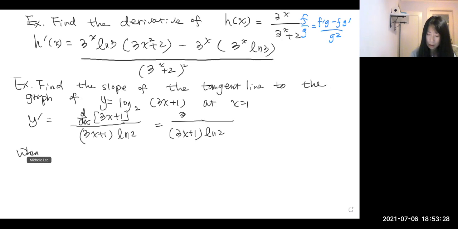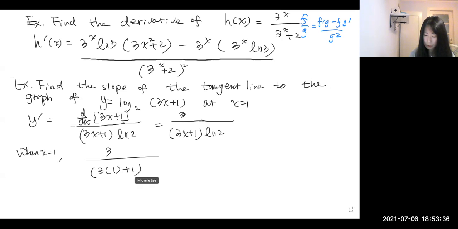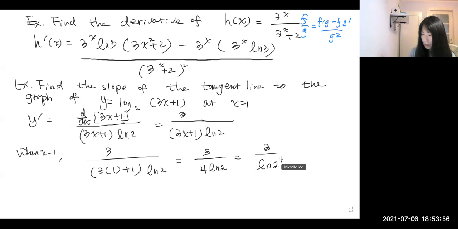Now, when x equal to 1, we plug in. So 3 over (3 times 1 plus 1), ln 2. So what do you get for this one? 4 ln 2. Okay, so this is the same as ln 2 to the 4th power, which is ln 16. This is the final answer. If you're using the calculator, this will be 1.08.